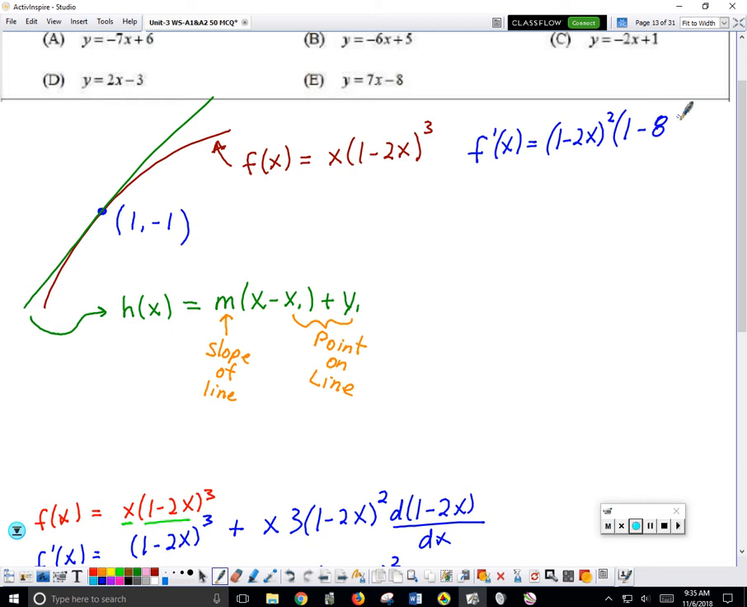Is that correct? So that's f prime. If we plug an x into f prime, we can find the tangent slope of f at that x value. That's the purpose of this.